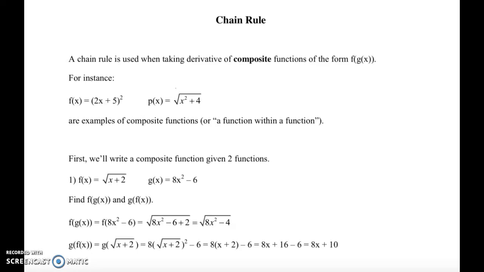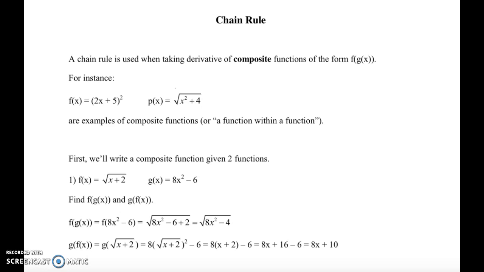Okay, so in this section, we're going to go ahead and talk about the chain rule. Now, the chain rule is used when taking the derivative of composite functions. In college algebra, we talked about composite functions, where we have the form of f of g of x. That means we have one function placed inside of another function.